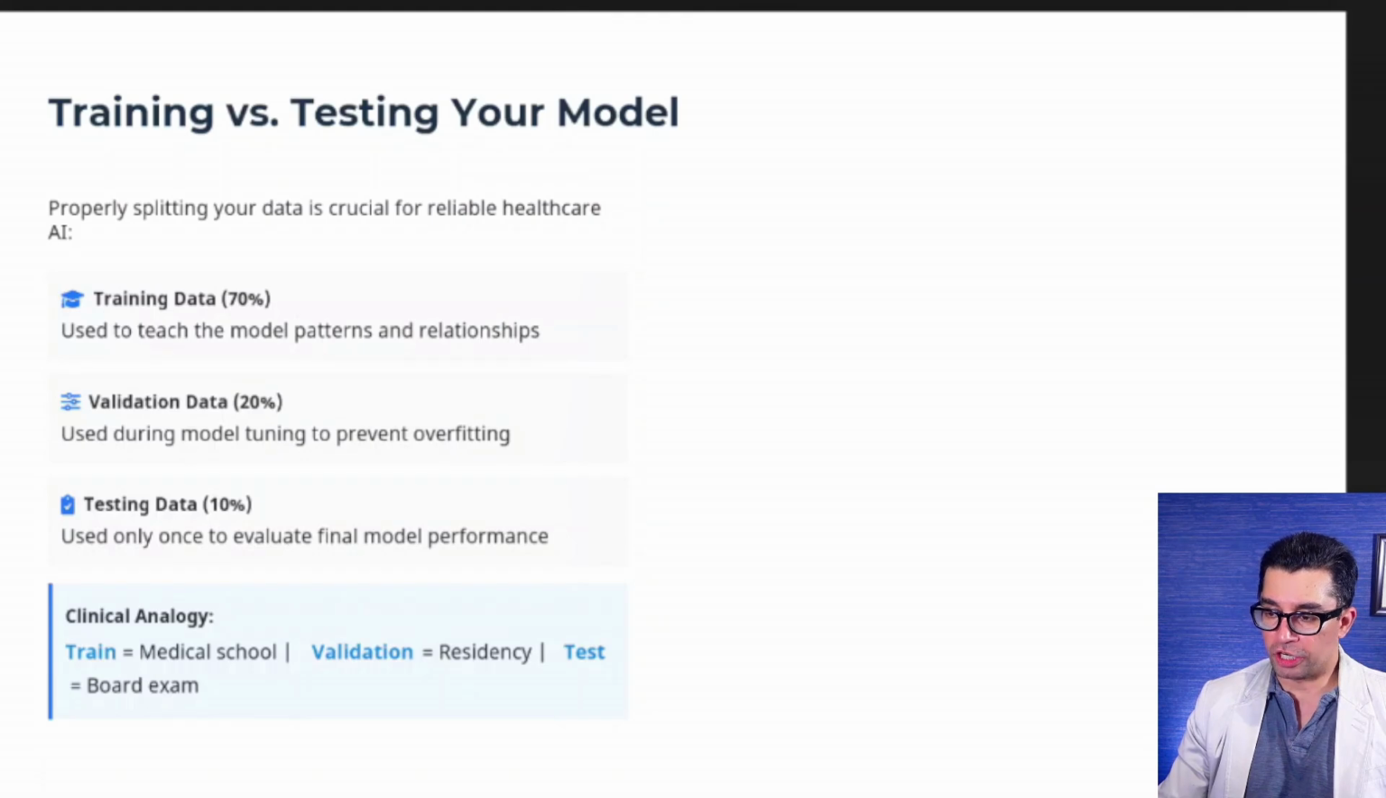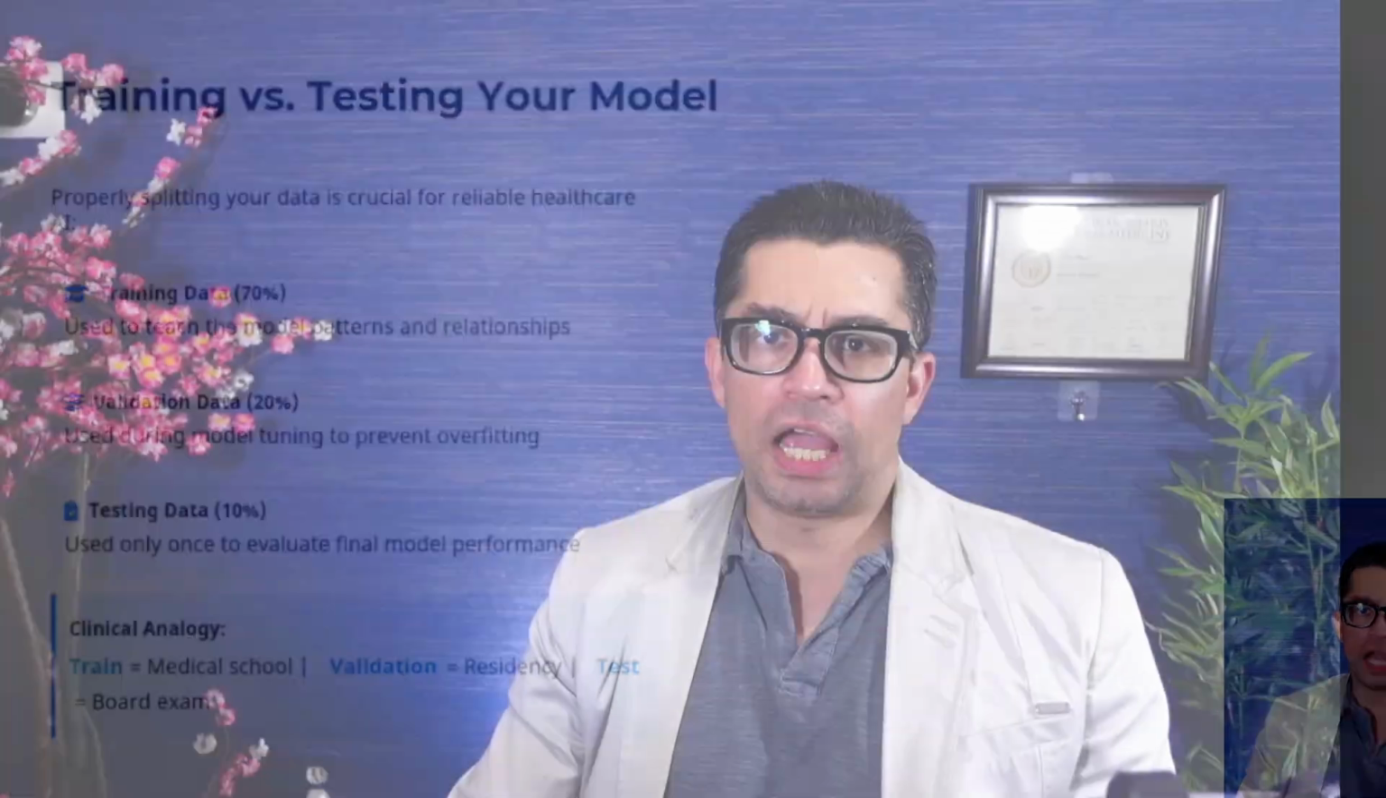Now we will be going into terms that we will need to go much deeper into in the future. One of the most important concepts in AI development is the proper splitting of data for training, for validation, and for testing. This might seem like a technical detail, but it has profound implications for how you can trust an AI system in your clinical practice.